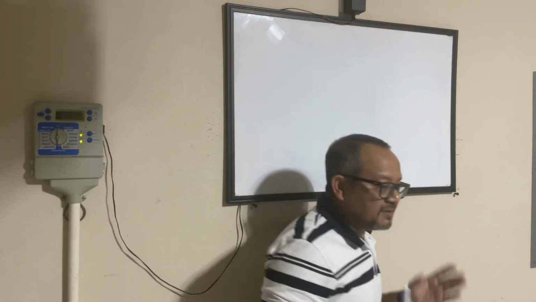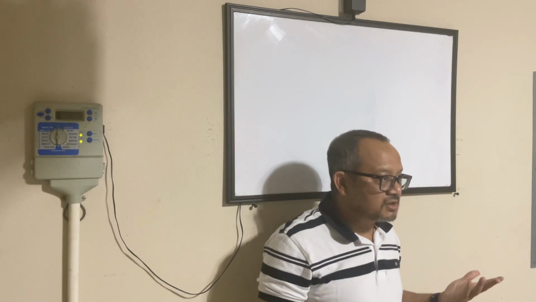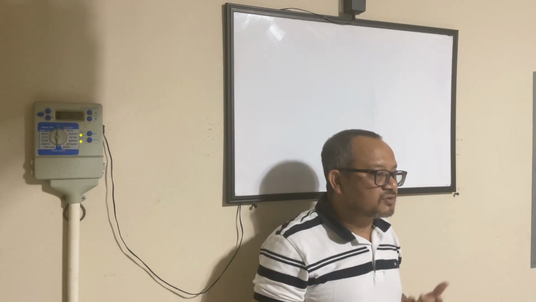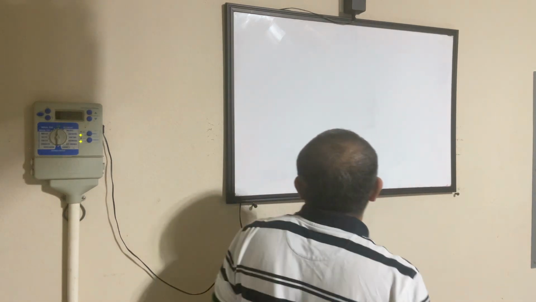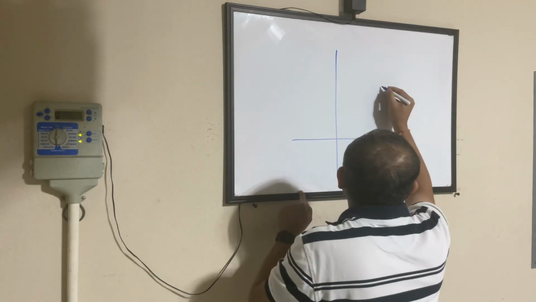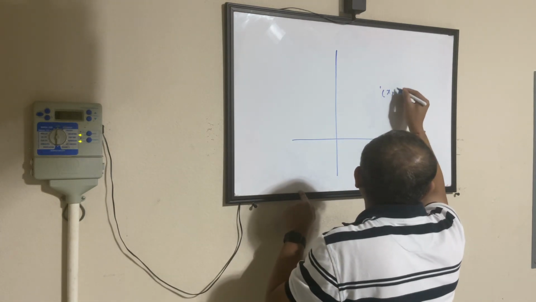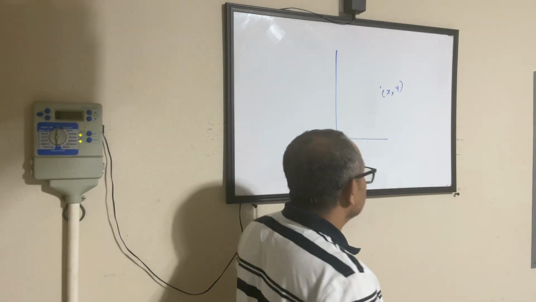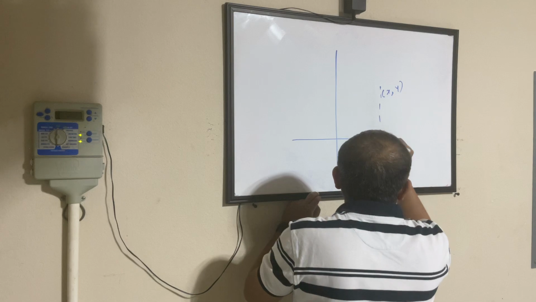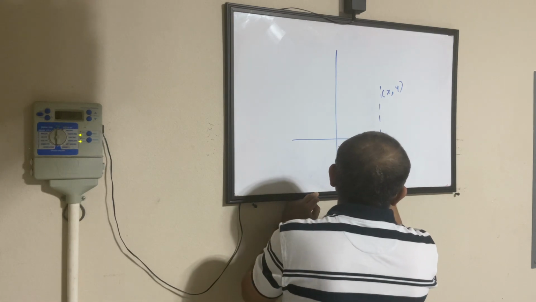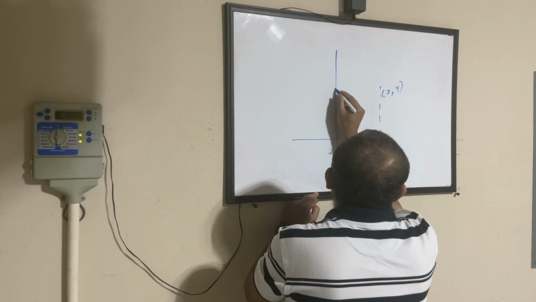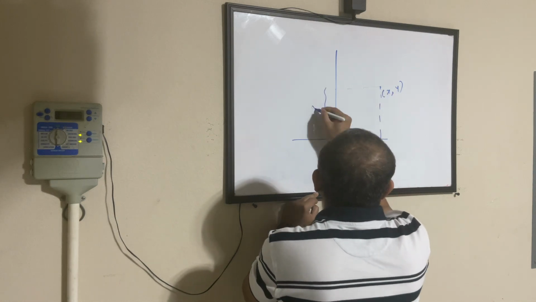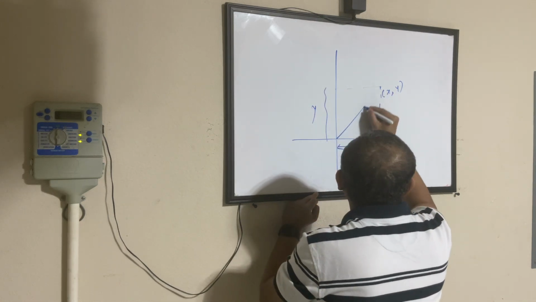That means if I know the Cartesian coordinates, I should be able to derive the polar coordinates. If I know the polar coordinates, I should be able to derive the Cartesian coordinates. Let's see how it works. Let's say I know the Cartesian coordinates (x, y) of this point. I have to find out the polar coordinates. If the x coordinate is x, this distance is x, and the y coordinate is y, this distance is y. What is the value of r?